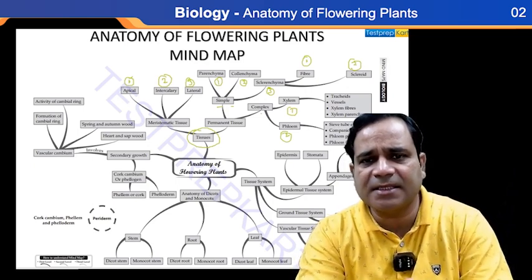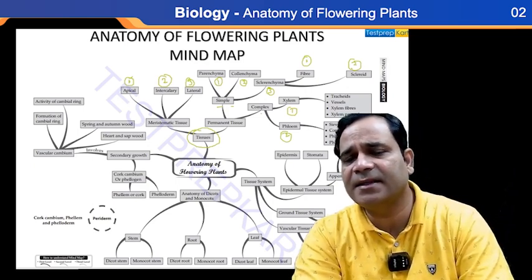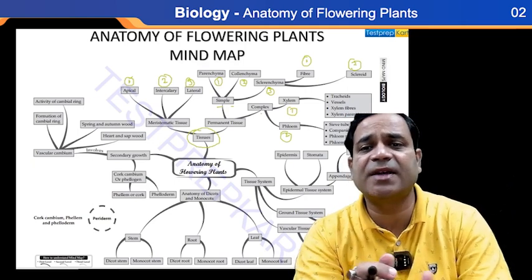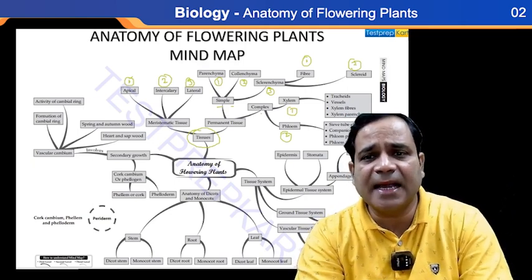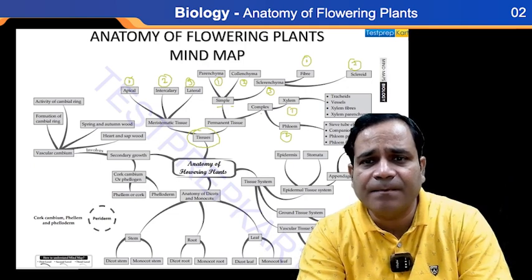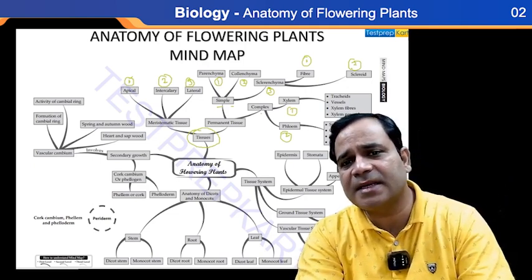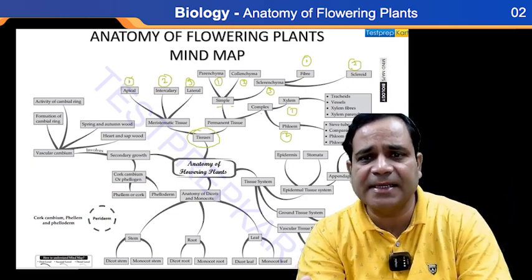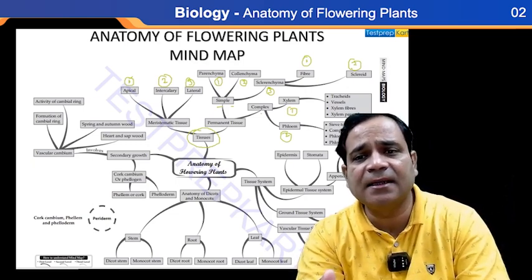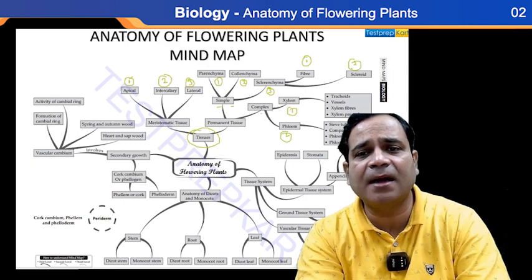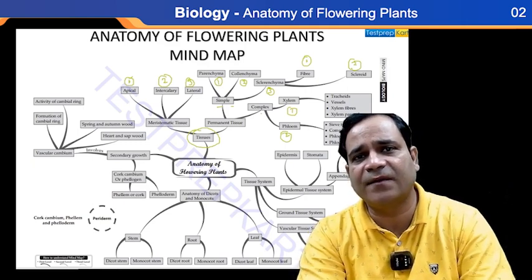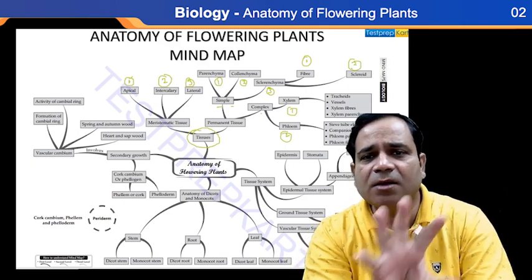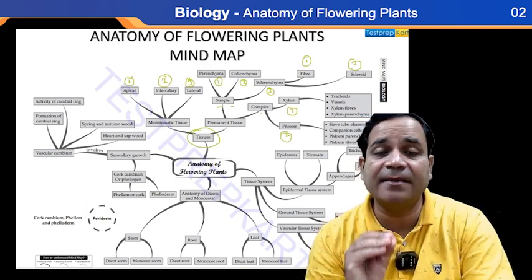So see here, this is the classification. Now xylem and phloem are further classified. Xylem is classified into tracheids, vessels, xylem fibers, and xylem parenchyma. In the same way, phloem is also classified, my dear. What are they? First, sieve tube elements. Second is companion cell. Third is phloem parenchyma, and fourth is phloem fibers, my dear. Right? So these are all the classification of xylem and phloem.